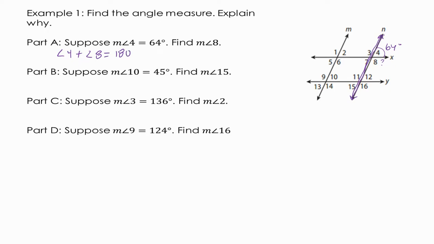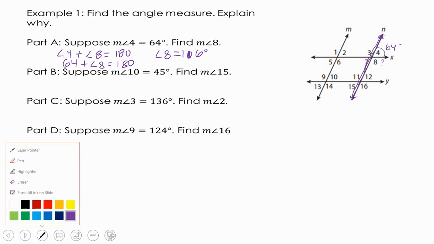I happen to know that angle 4 is equal to 64, and now I can find angle 8 by subtracting 64 on both sides. So when I subtract 64 on both sides, I'm going to get 116. Okay. All right, let's go ahead and try the next one for part D.